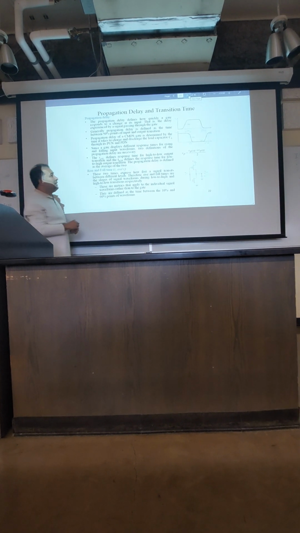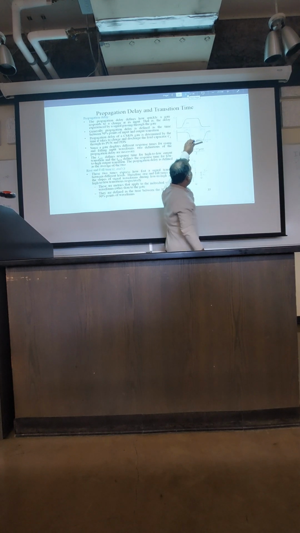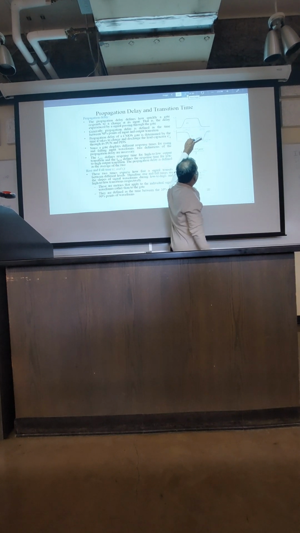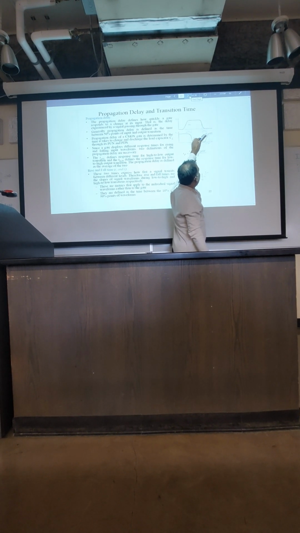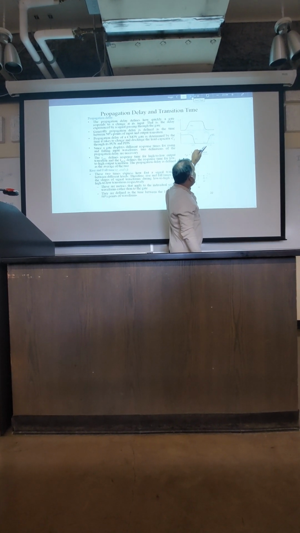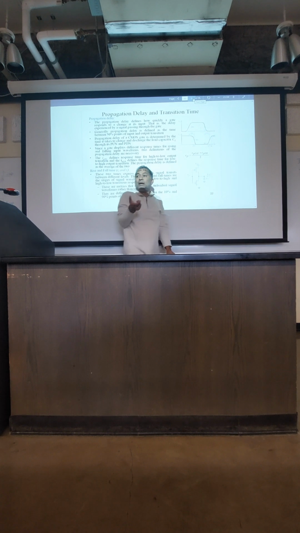Rise time and fall time, as I defined, is the time difference between the 90% point and the 10% point: time at the 90% point minus time at the 10% point for rise time. For fall time, it's the opposite.